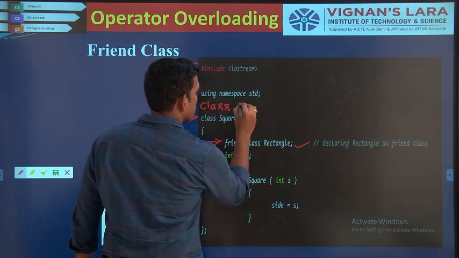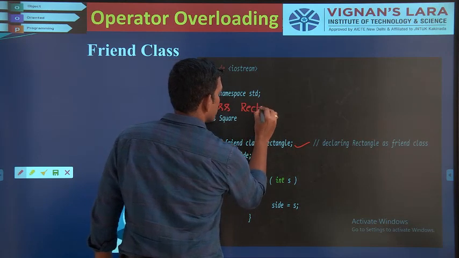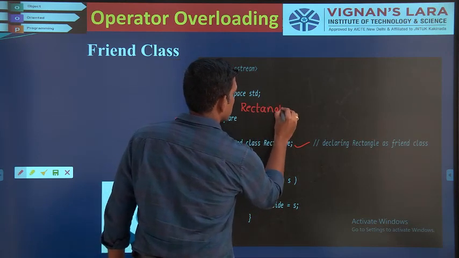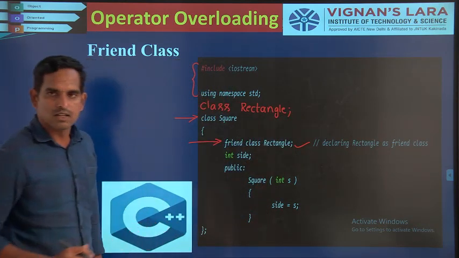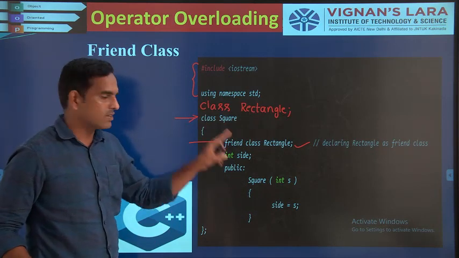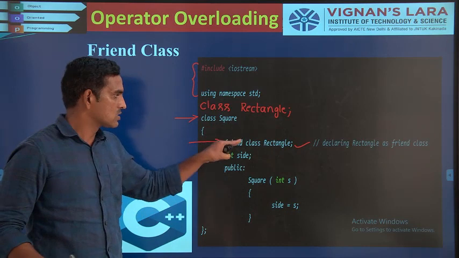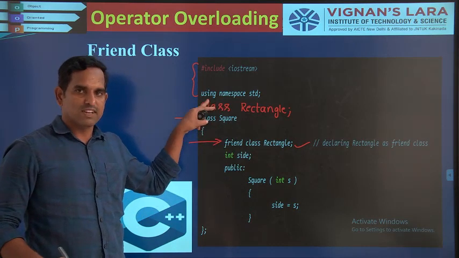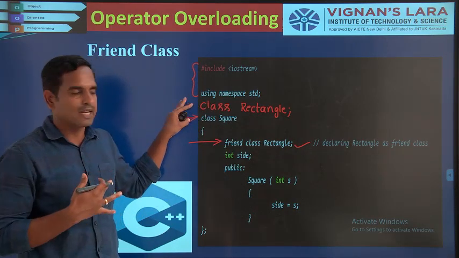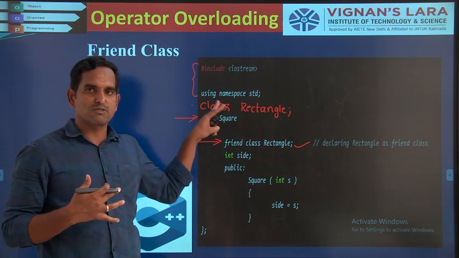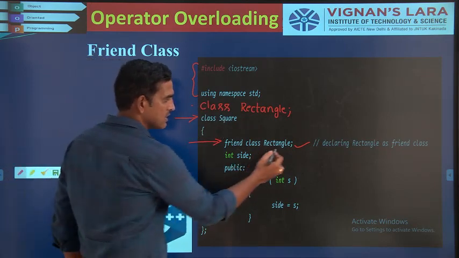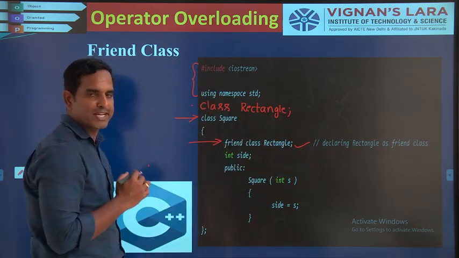That is, we have to declare something like class Rectangle. You have to forward declare class Rectangle, since you are using the Rectangle class inside class Square. So I have to declare it first, after that you can define it in any manner, but you have to declare it, otherwise in some cases we might get an error.